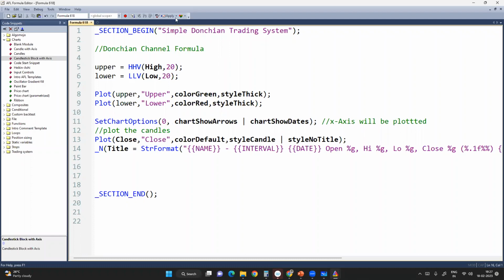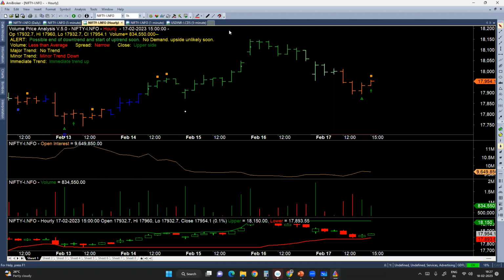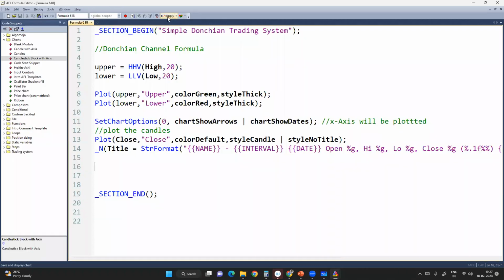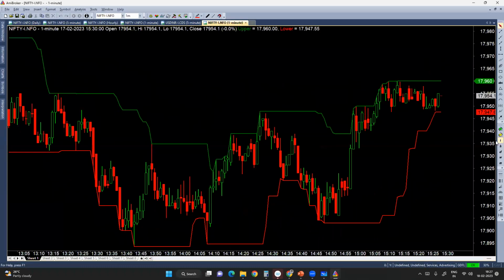So now if I save it and then apply it, it opens a new tab, and then I'm going to open a new tab here. So new blank chart. You can see that it's in Chrome style tabs. I can have as many new tabs as I want. And from here, I simply go on apply. I should be able to see the Donchian channel, which has been built over here.